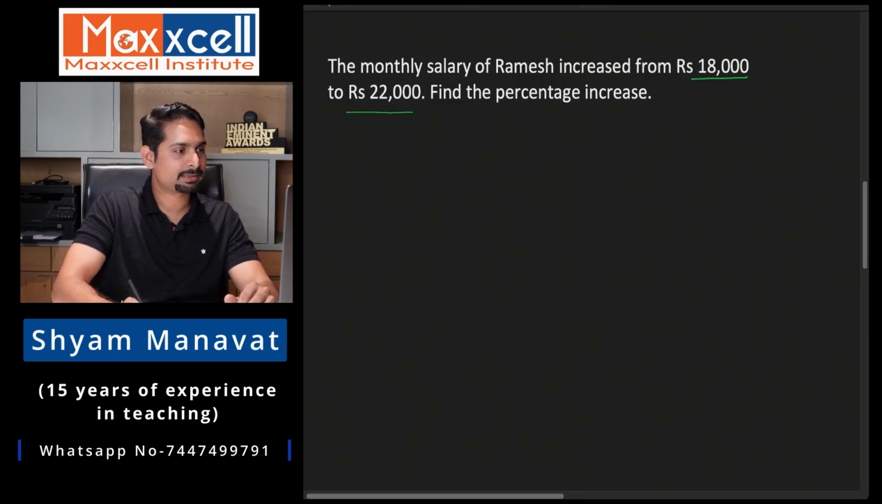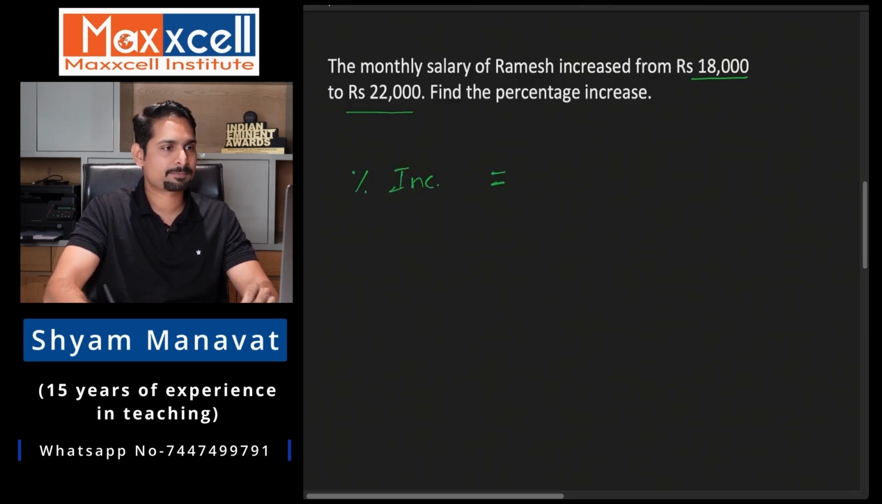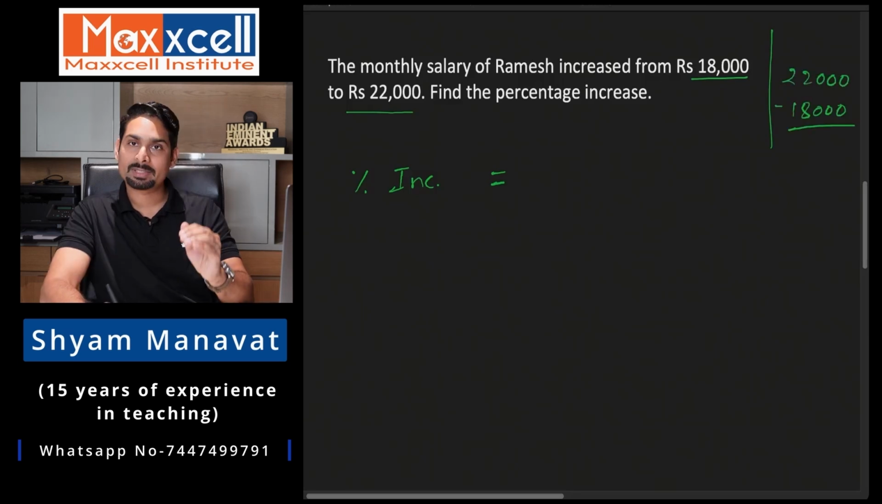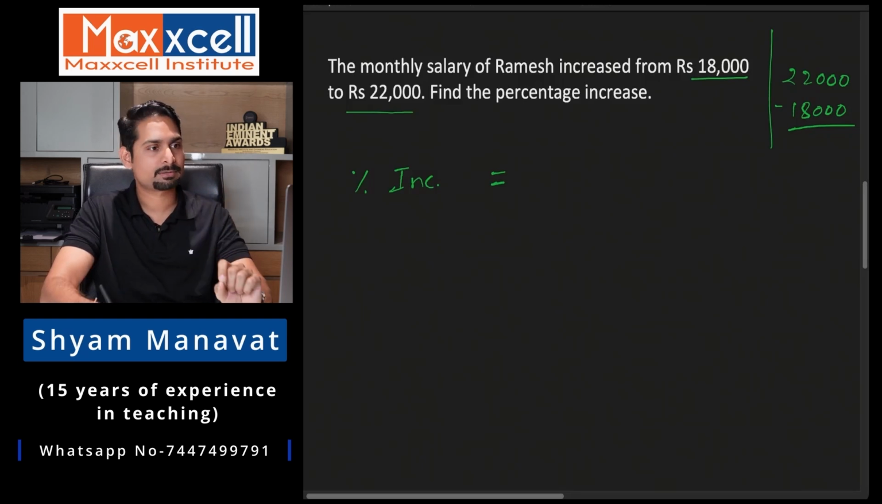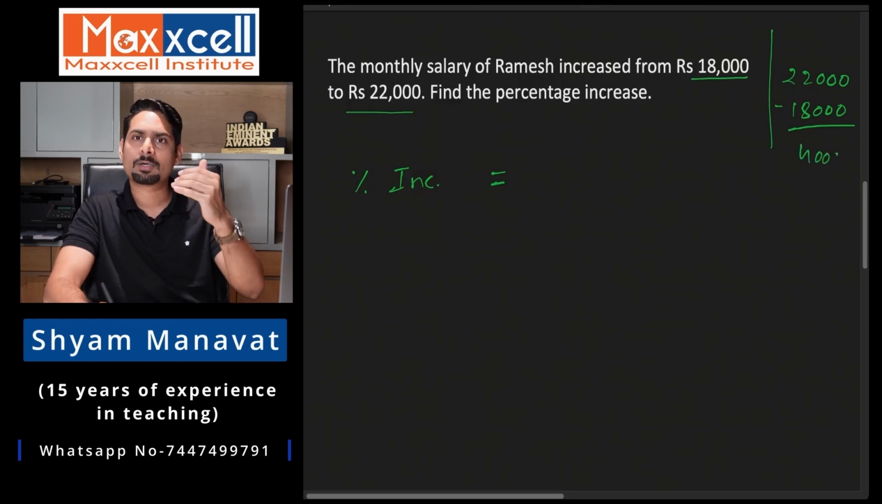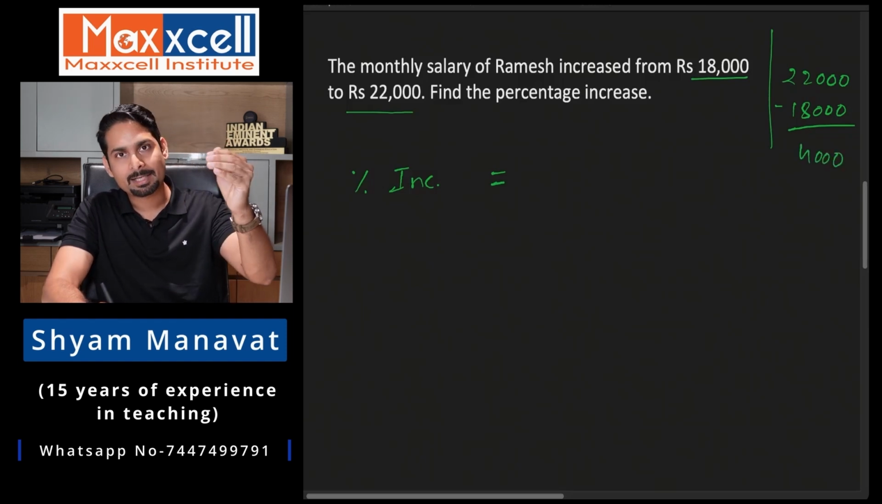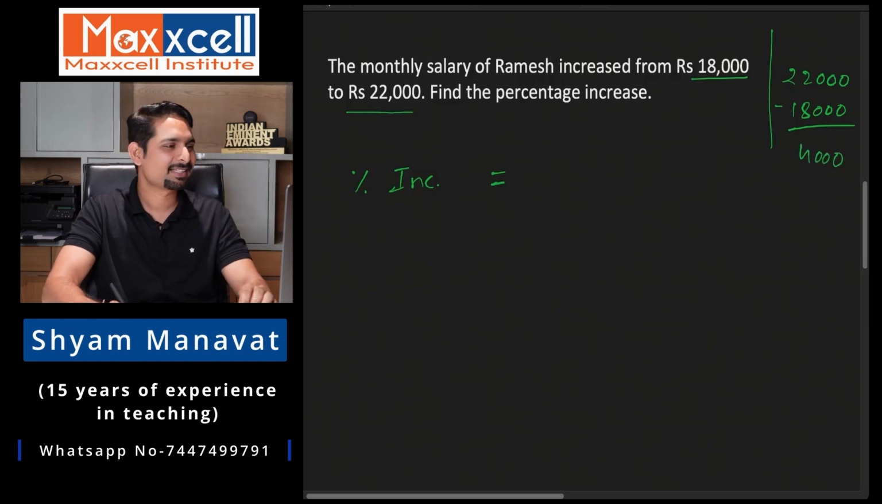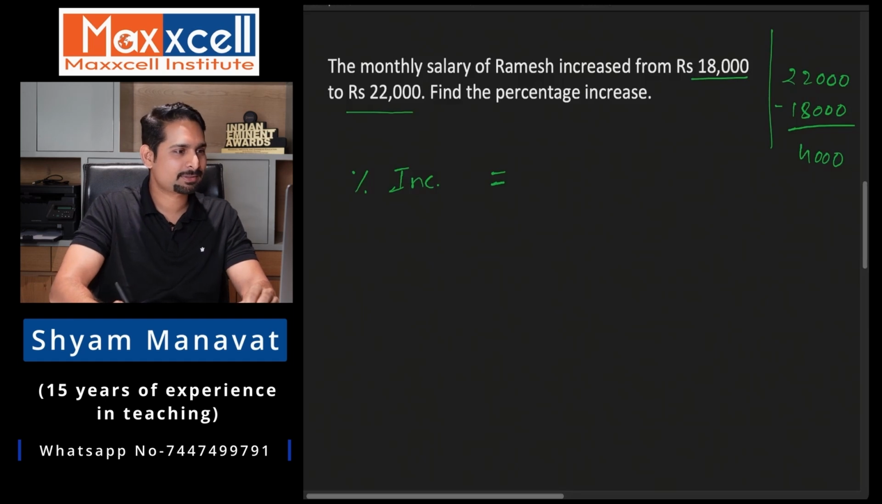Now the question says find the percentage increase. So what is percentage increase here? Again you will say difference. Difference means calculate the difference. What is the difference? 22,000 minus 18,000. Whether it is increasing or decreasing, we just need the difference. So the difference here is 4,000. And for difference always say bigger value minus smaller value. Simple.